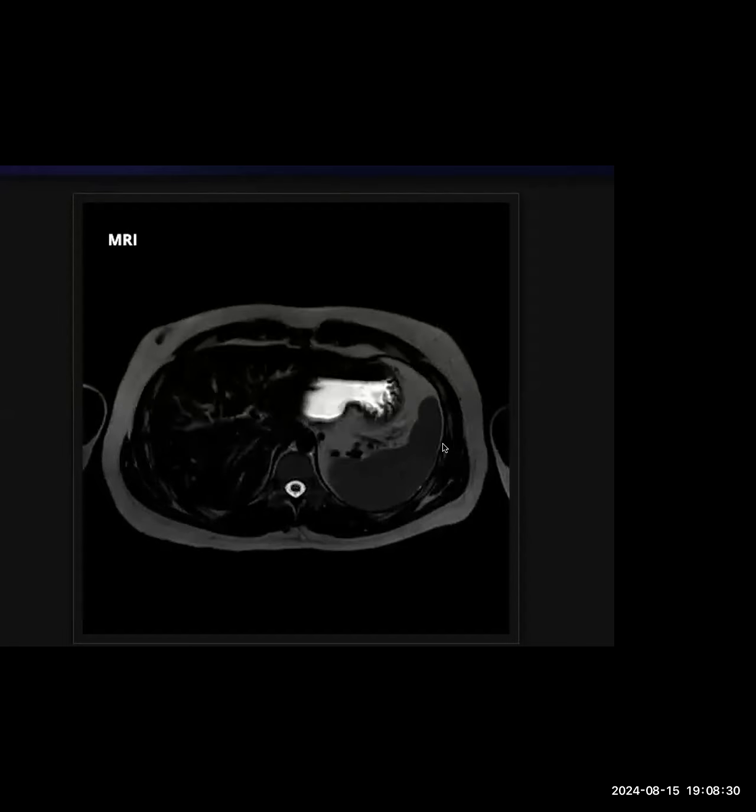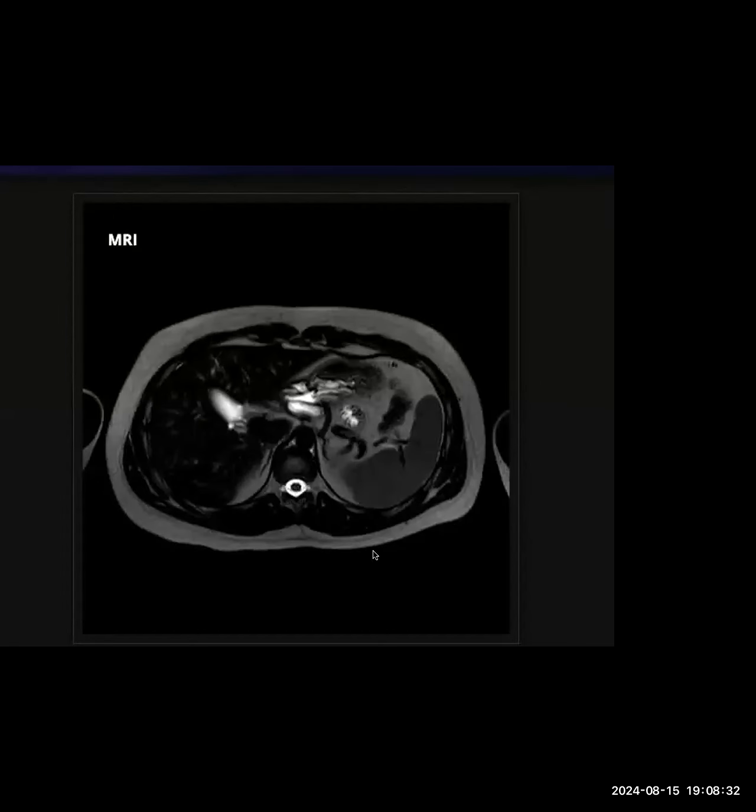No, yeah, you can leave the mouse. You can leave the mouse. I can give you another T2 weighted sequence. One second.